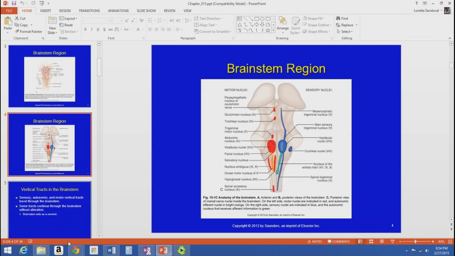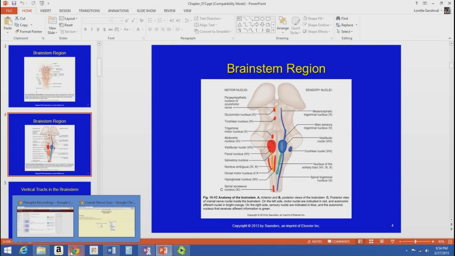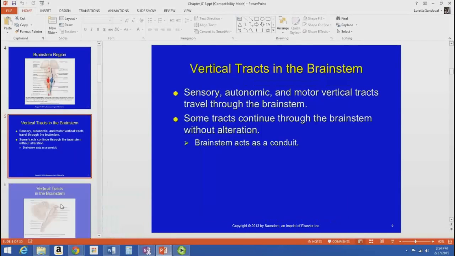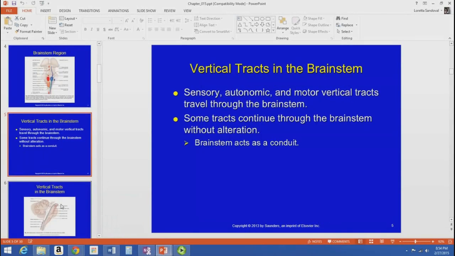When you look at the module objectives for the brainstem, there aren't very many of them, so we're going to be pretty simple about it. There are the vertical tracts that are running up the spinal cord. All of them run through the brainstem. The brainstem is like an aqueduct that is transmitting all that information. So we get sensory, autonomic, and motor vertical tracts traveling through the brainstem. Some of the tracts continue. Some of them cross over in the brainstem, like they cross over in the medulla, like the sensory tracts, and then go on to the brain. The brainstem acts as a conduit from the spinal cord to the brain.